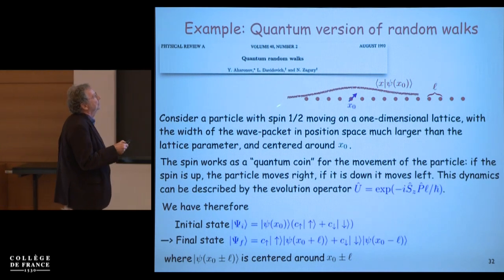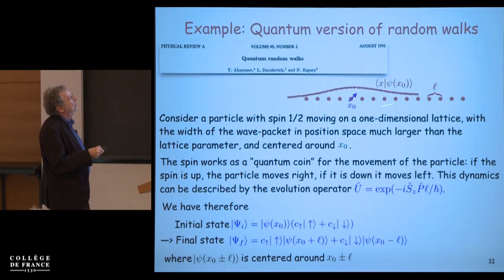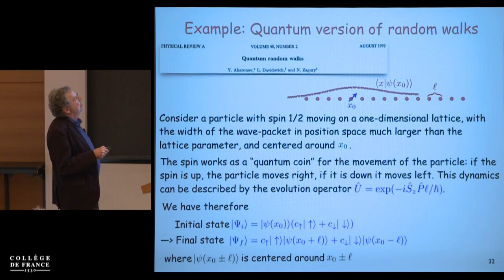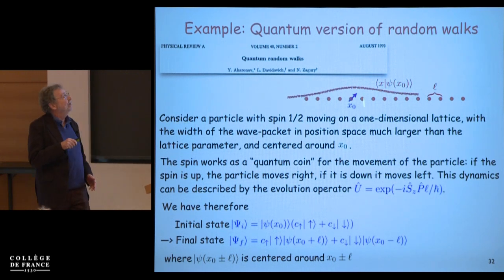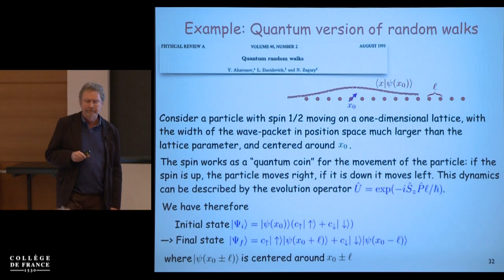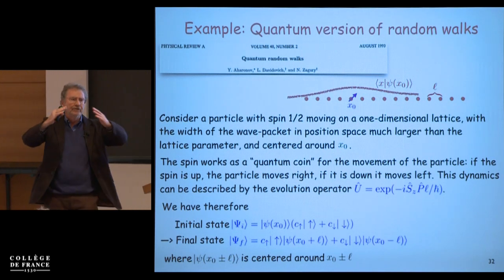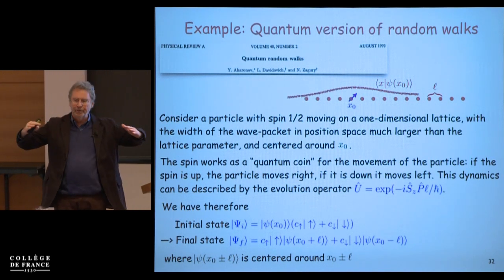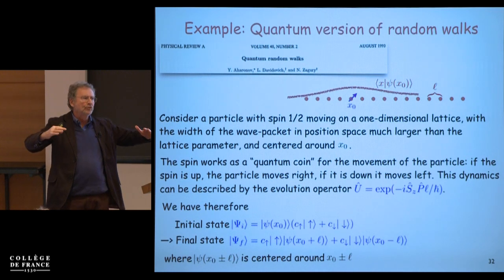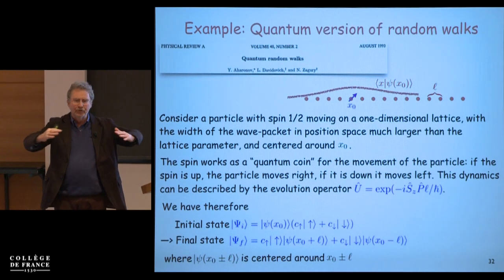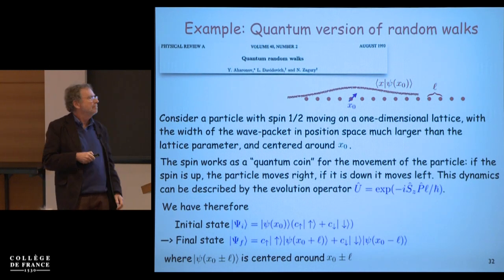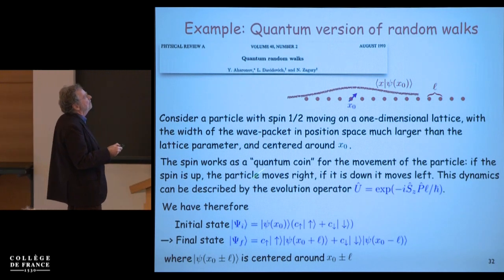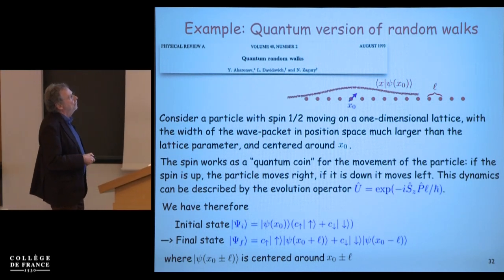So we consider a particle with spin 1/2, which is moving on a one-dimensional lattice. And we assume that the width of the wave packet in position space is much larger than the lattice parameter and is centered around some point x0. Okay? So you see again this notion of weak measurement is present. If you want to measure a random walk, but the width of your pointer is much larger than the elementary step. Okay?